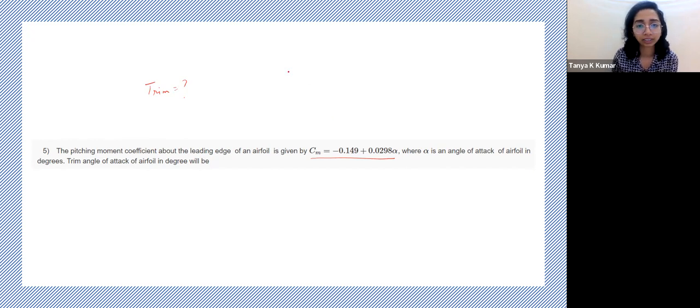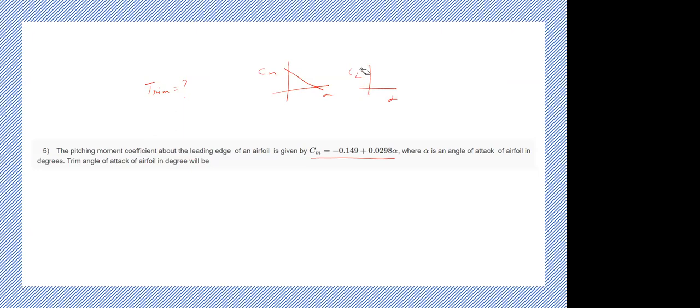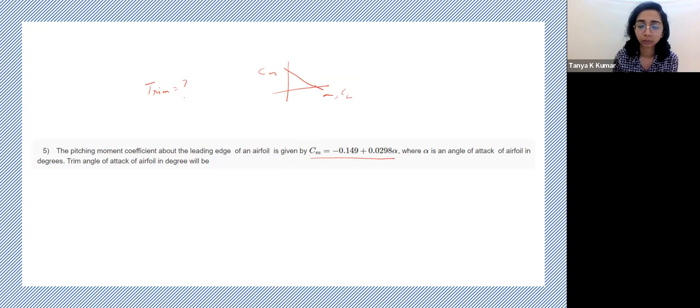Okay, so what he said was where the CM versus alpha or CL versus alpha cuts here. So what it means is that trim is the equilibrium point, where your total sum of the moments equals 0 and the sum of the forces equals 0. That is your trim. So you're right, it's where CM cuts the x-axis, that is where CM is 0. So for this case, if your CM is 0, that is when you have trim.